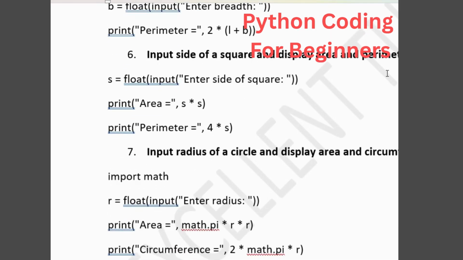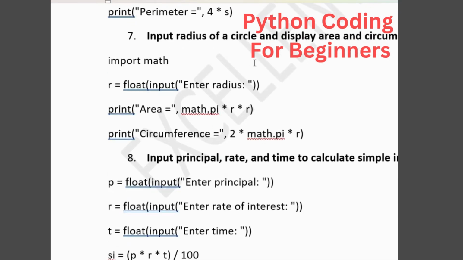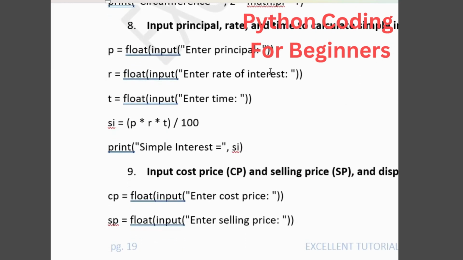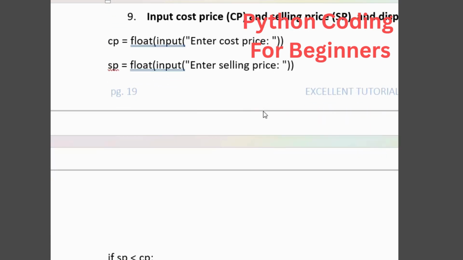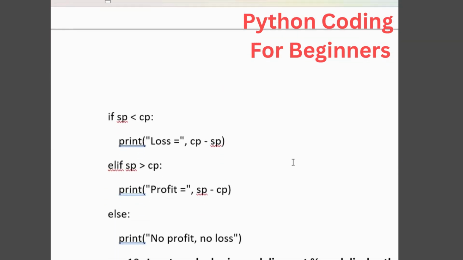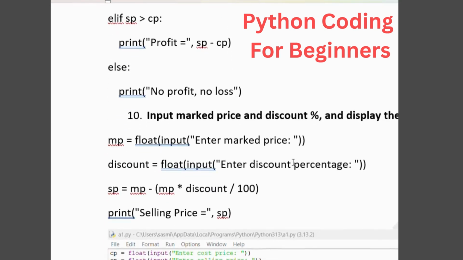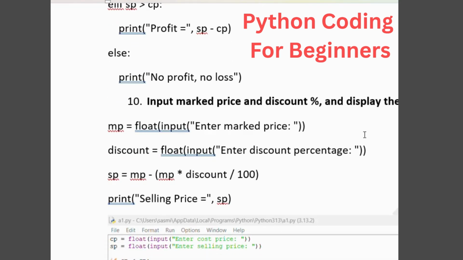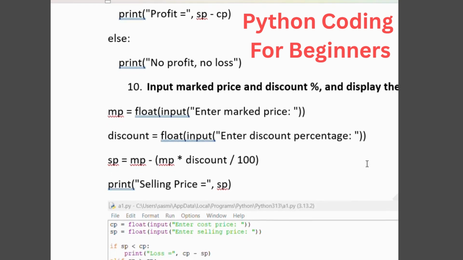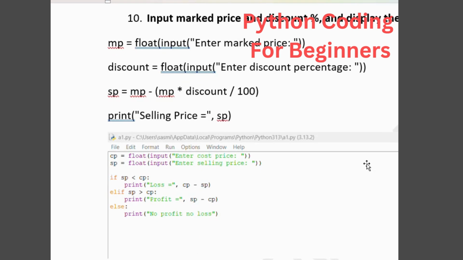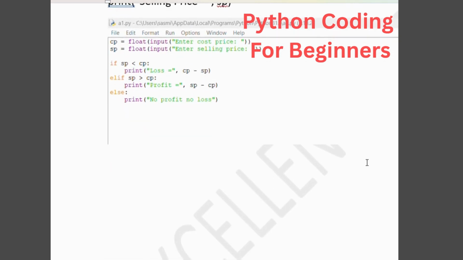Input side of square, display the area and perimeter. Input radius of circle, display the area and circumference. Input principal, rate and time, calculate simple interest. Input cost price, selling price, and display profit or loss. Input mark price, discount percentage, and display the selling price. This is the program, this is the output.